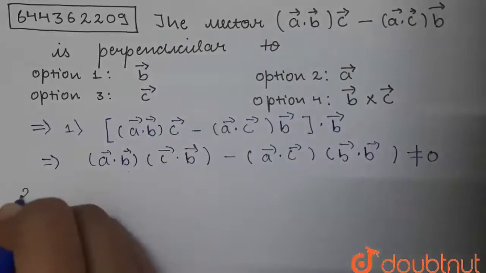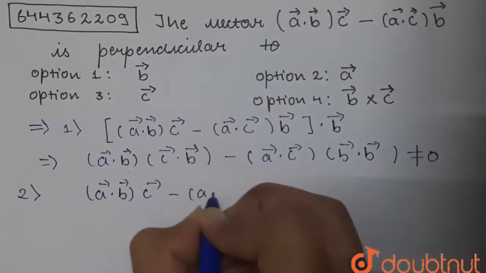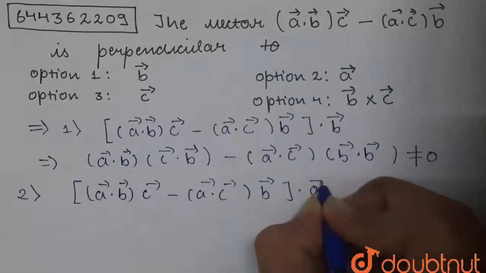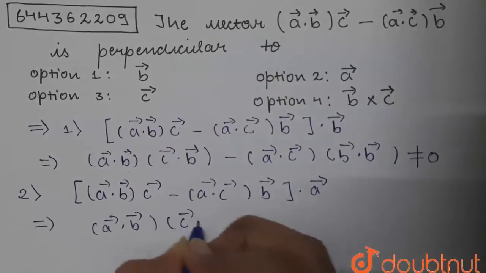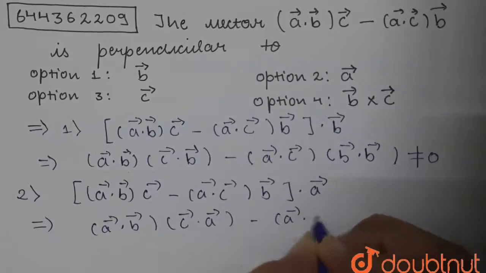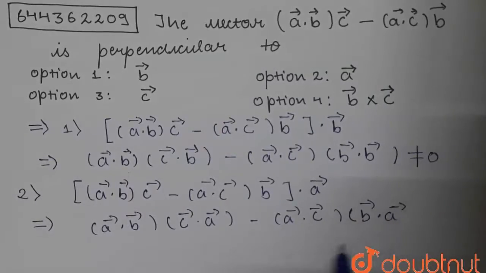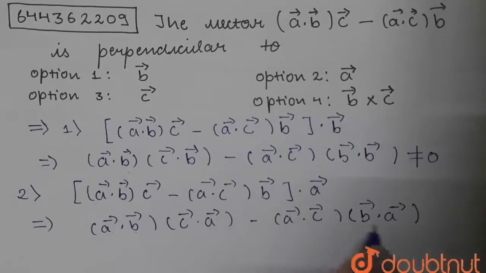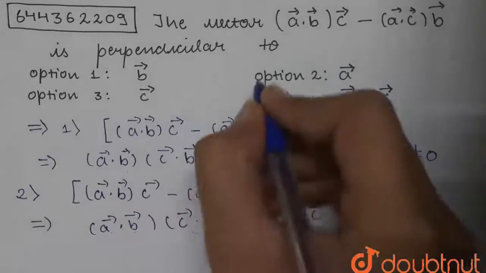Now let us check the second option. In the second option again we will do the same thing: (a · b) c minus (a · c) b, in dot product with a vector. Similarly we will get here (a · b) into (c · a) minus (a · c) and here (b · a). If we look at this, here we are having a dot b and here we are having b dot a. Here c dot a and a dot c. So these are equal, these both are same in reality. So they will cancel out each other and the result will be equal to 0. That means a vector will be perpendicular to this vector. So option number 2 is correct.